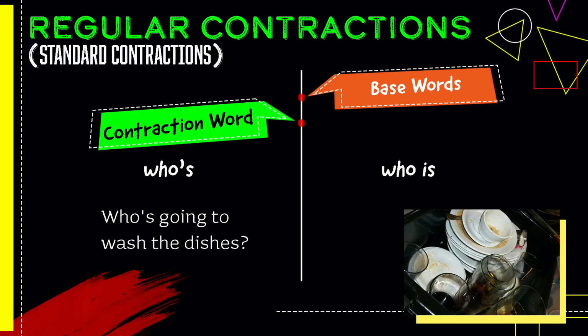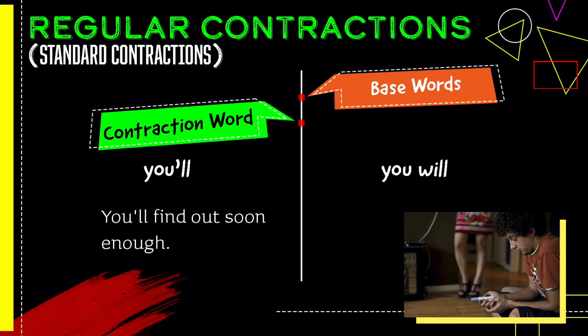Who is? Contraction: who's. Who's going to wash the dishes? You will. Contraction: you'll. You'll find out soon enough.